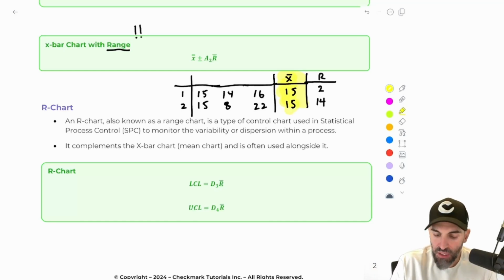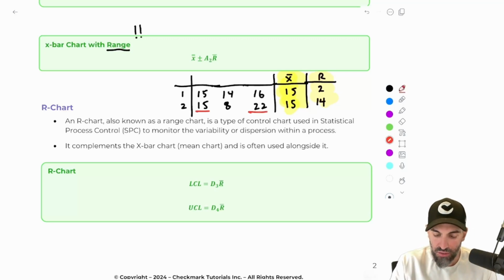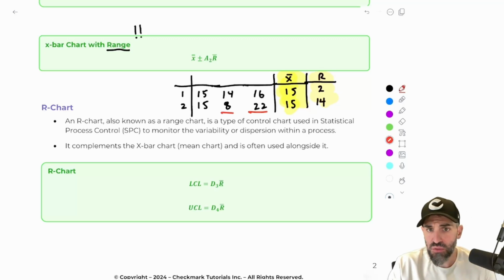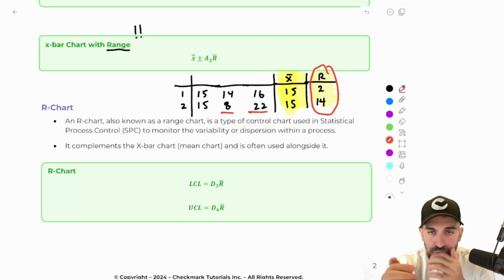15, 15. But then when you look at the range, you realize, oh, something really weird happened in that second day. Like 2 out of 3 of these were all messed up. That's why we have an R chart. We don't only need to monitor the mean, we also need to monitor the variation. And that's what the R chart is for.